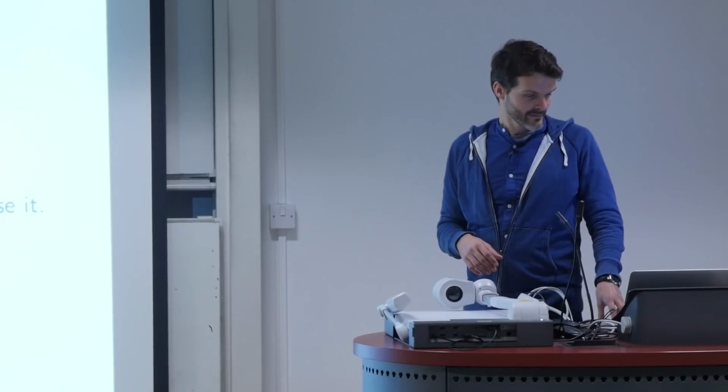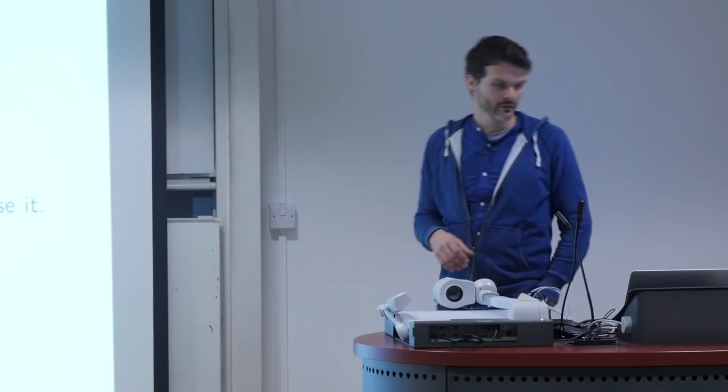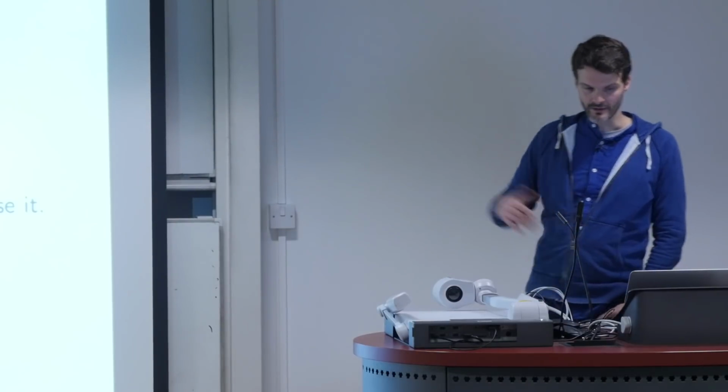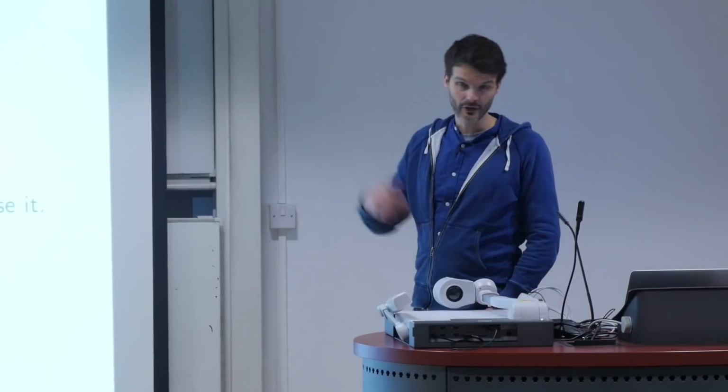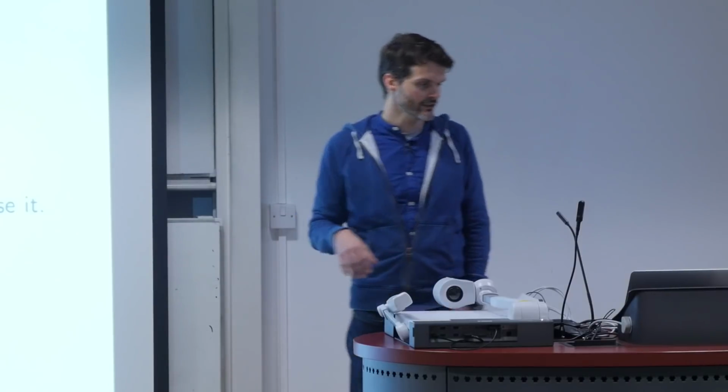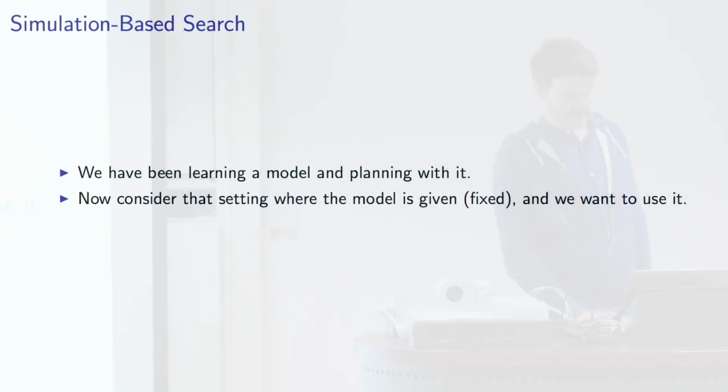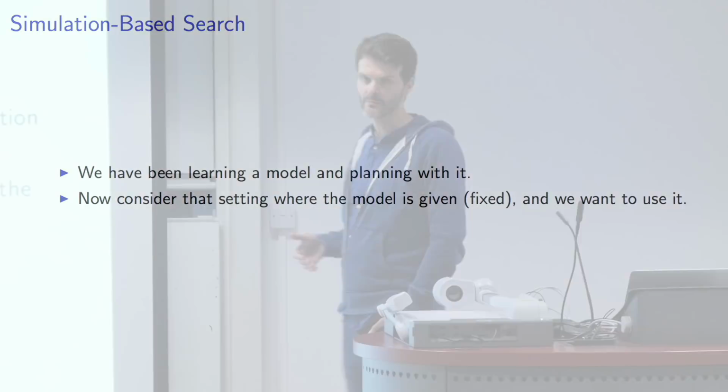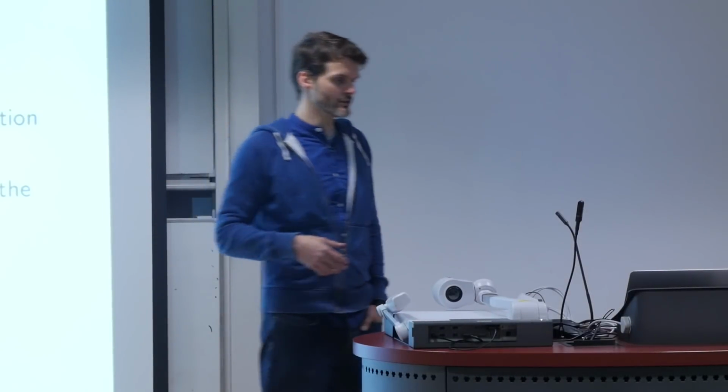Okay. So now we're going to turn towards, so we've been learning a model and planning with it and focusing a lot also on how to deal with the inaccuracies. Now we're going to consider the setting where the model is given and we just want to use it. So normally, what we did in Dyna is basically update a value function using all our standard model-free RL algorithms that we might want to use, and specifically we looked at Q-learning.